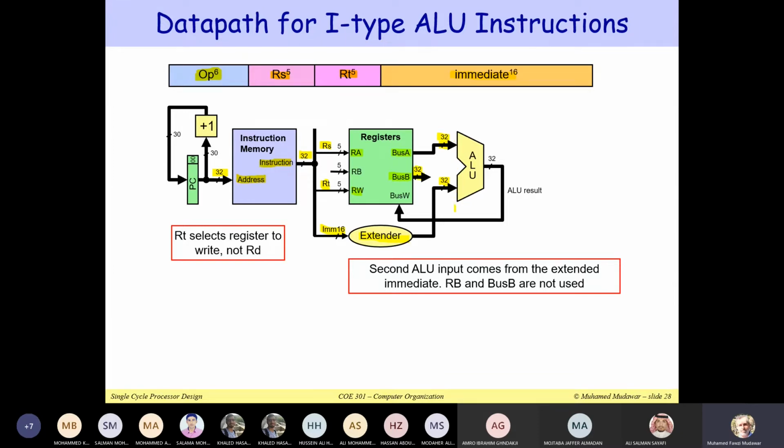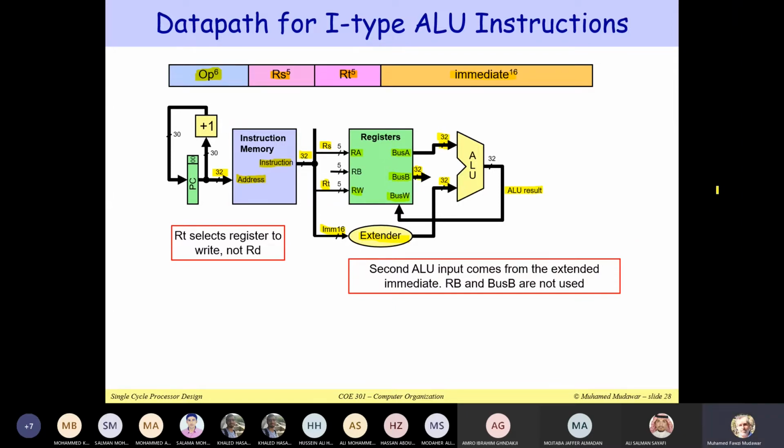So now we can say add immediate, AND immediate, or OR immediate. We can have all of these instructions executed inside the ALU. The ALU is going to compute the ALU result. The ALU result becomes my input to the register file, and then we can write this ALU result back to the register file, and the destination will be RT. So RT now is my destination register.